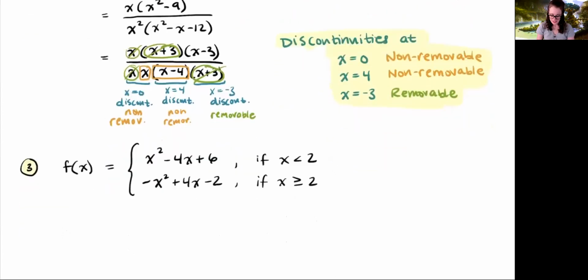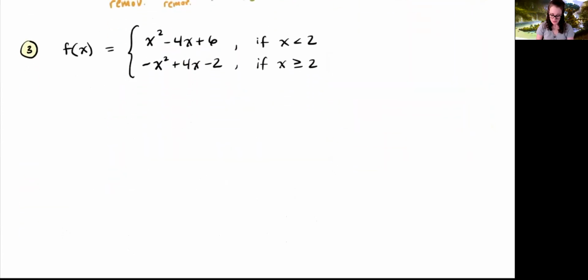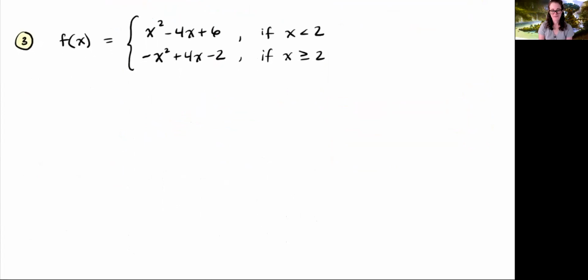Okay, the last kind here is not a rational function. It is a wonderful piecewise function. So let's find and classify all discontinuities here. So this function is made up of 2 quadratics. You've got a quadratic for x less than 2, and then a different quadratic for x greater than or equal to 2. Now, in a previous video, the way that we saw if a piecewise function was continuous was by graphing. So you can definitely do that.